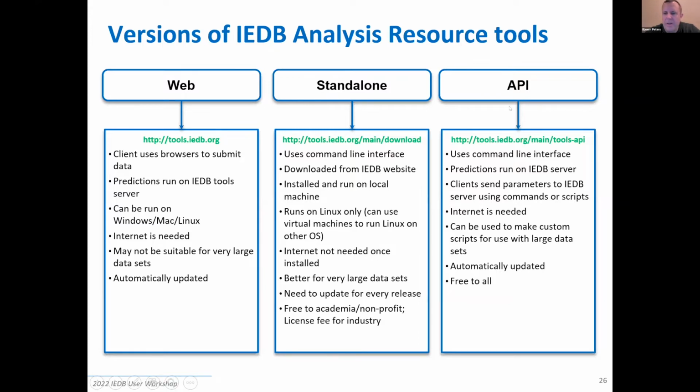You can also run the API, where you can do API calls on the command line interface or integrated into your code. These are run on the IEDB server. So you essentially send a prediction request to the server and get your results back. You do need internet. You can make custom scripts for your custom results and process them, which can be really neat, and benefit from the automatic update on the web server. And this is free to all.